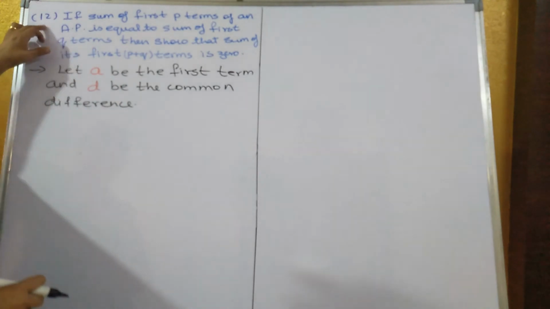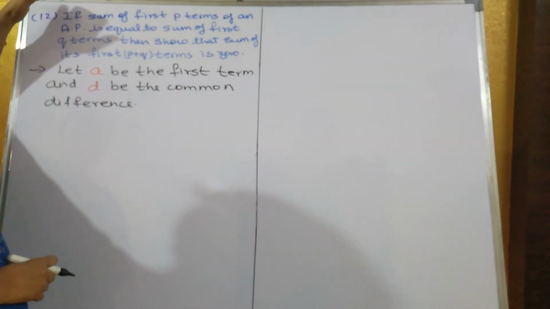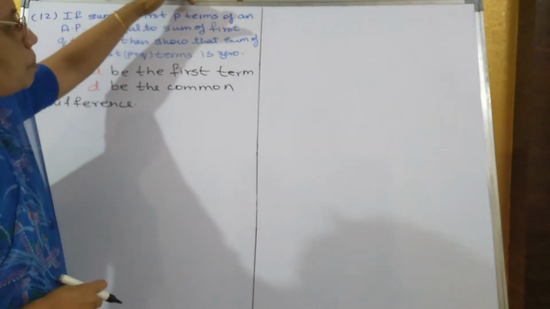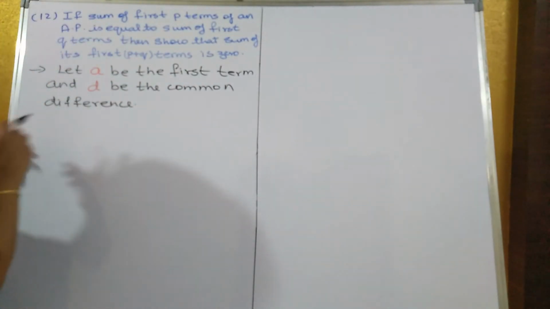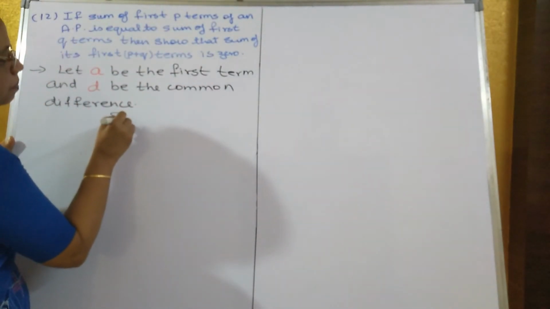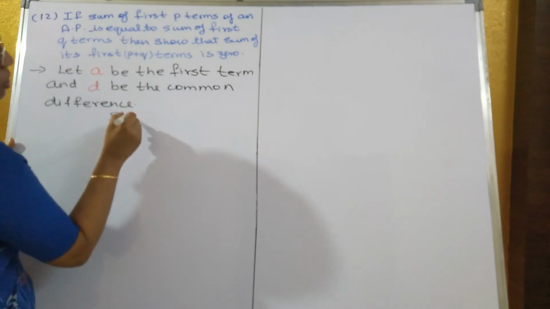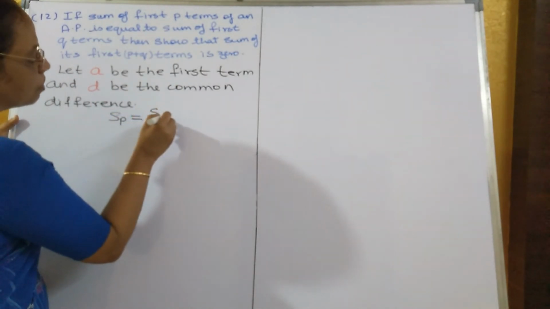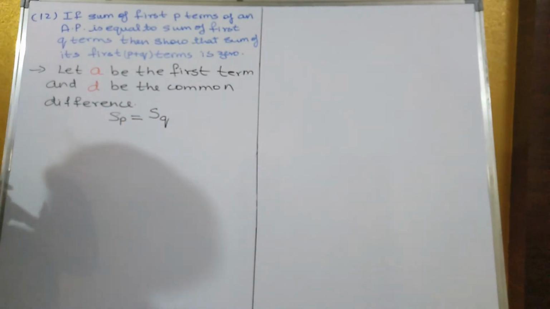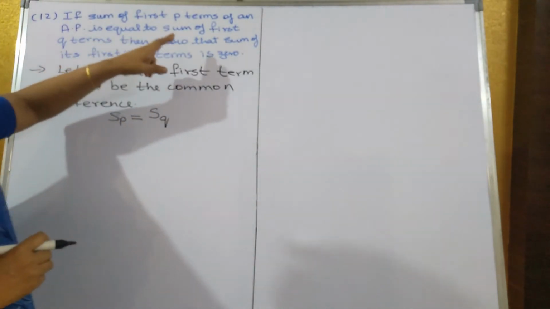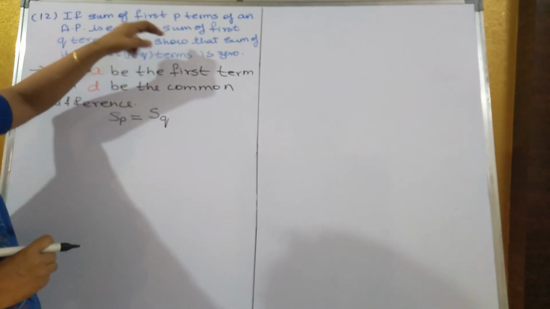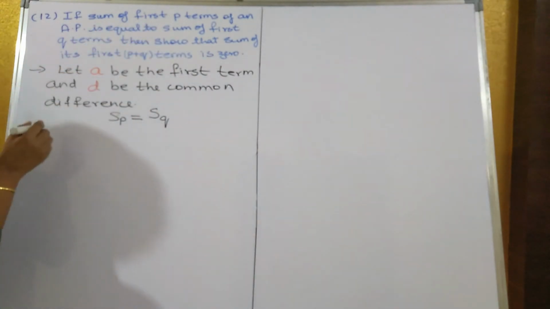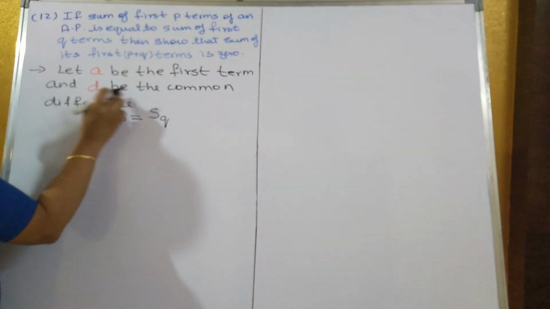Now sum number 12 of problem set 3. If the sum of the first P terms of an AP, that is SP, is equal to the sum of the first Q terms, so SP is equal to SQ, we have to show that the sum of the first P plus Q terms is 0. Now let A be the first term and let D be the common difference.